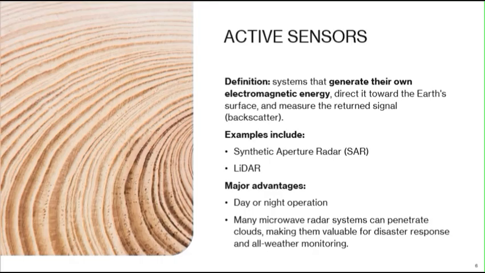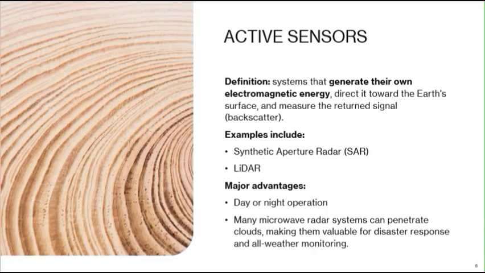SAR uses microwave radar pulses to measure the Earth's surface and is commonly used for applications such as flood mapping, sea ice monitoring, and detecting ground deformation after earthquakes or volcanic activity. And then LiDAR uses laser pulses to produce highly detailed measurements of surface elevation and vegetation structure. So because active sensors provide their own illumination, they can operate both day and night. Many active sensors, particularly radar systems, can also collect imagery through clouds, smoke, and light precipitation, making them valuable when weather conditions limit the use of optical satellites.